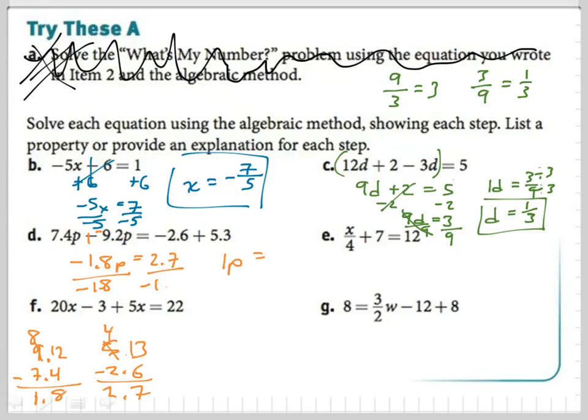Now I have to divide this one. Now this is when you would probably use a calculator. I'm okay with you guys using a calculator right now. We'll work on dividing decimals later. What did you guys get when you divided?